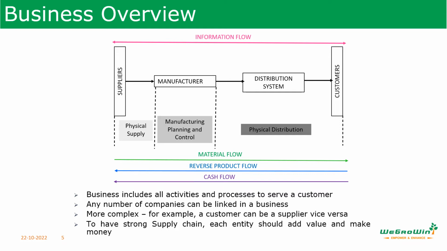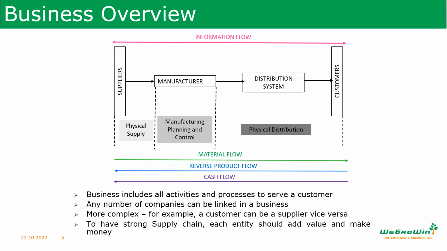Material flow, which is moving from supplier to manufacturer to customer. Then cash flow, cash is moving from customer to manufacturer to supplier. And then there is information flow, which is moving on both sides, because information has to flow in both directions. That is important, right?